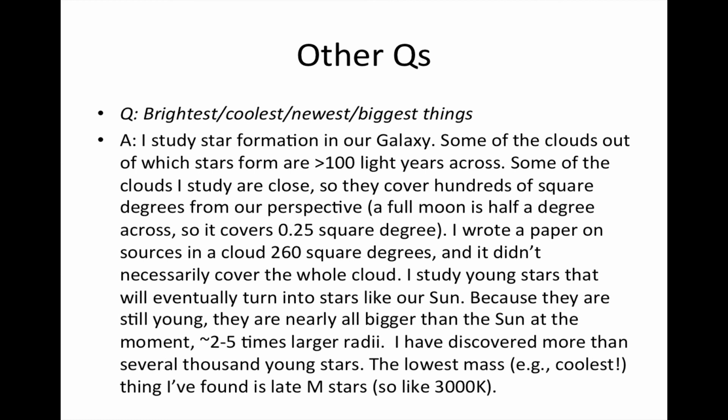I study young stars that are going to eventually turn into stars like our sun, but because they're very young, they're nearly all bigger than the sun. They usually are between 2 and 5 times larger than the sun. I have discovered more than several thousand young stars. The lowest mass, which means the coolest objects that I found, are late M or early L dwarfs, so like 3,000 Kelvin.